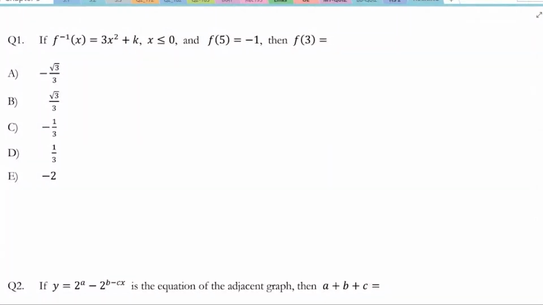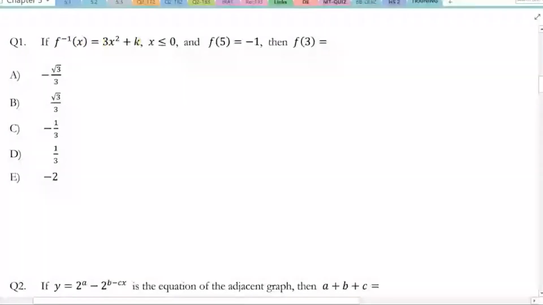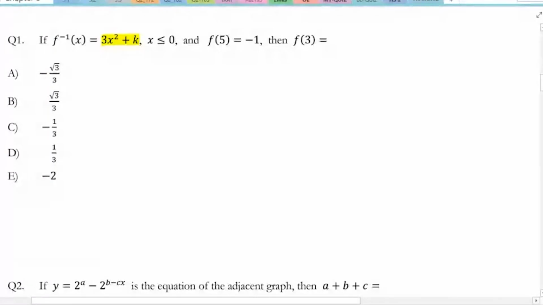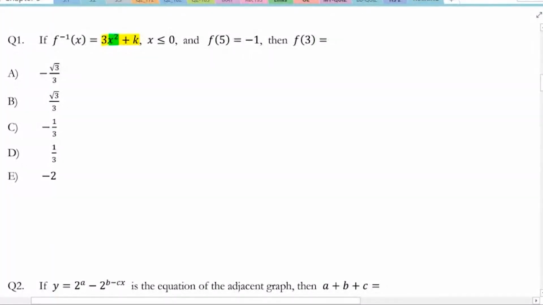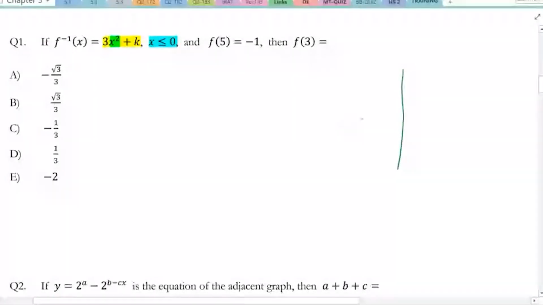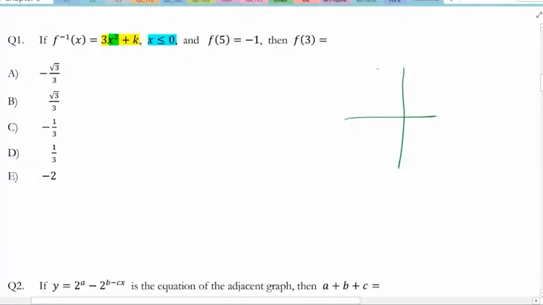The question says, if f inverse of x is equal to this. Of course, gentlemen, we know that this function is not one-to-one because this is a parabola which is facing up. But if you look at it here, there is a restriction on the domain which made it one-to-one. In other words, if we have a parabola, we don't know what k is. k may be positive or k may be negative. So the parabola is more or less like this one.